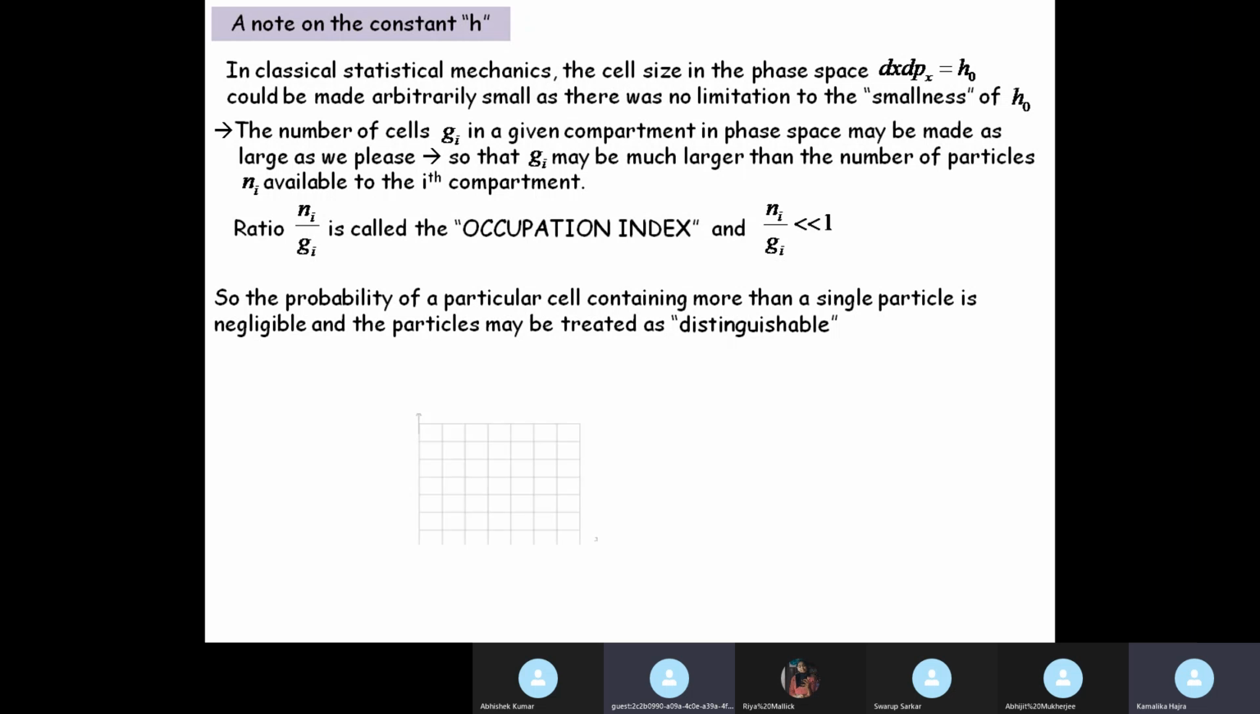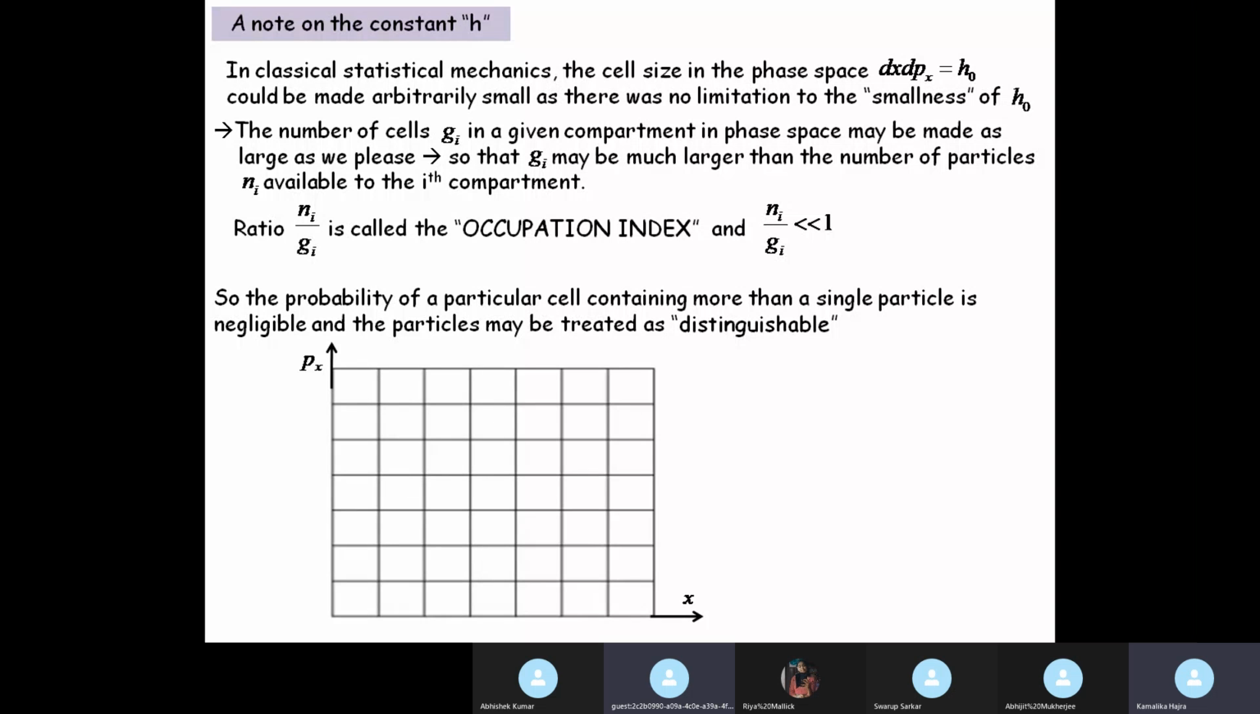Okay. So basically this is what I'm trying to say. This is XPX phase space. I have taken a lamina of XPX, which I have divided up into 1 2 3 4 5 6 7, 1 2 3 4 5 6 7, 7 7s are 49 equal cells. So gi is 49, and suppose there are 10 particles that want to occupy these 49 cells. Now I can make gi even larger because there is no restriction to the size of one such cell.